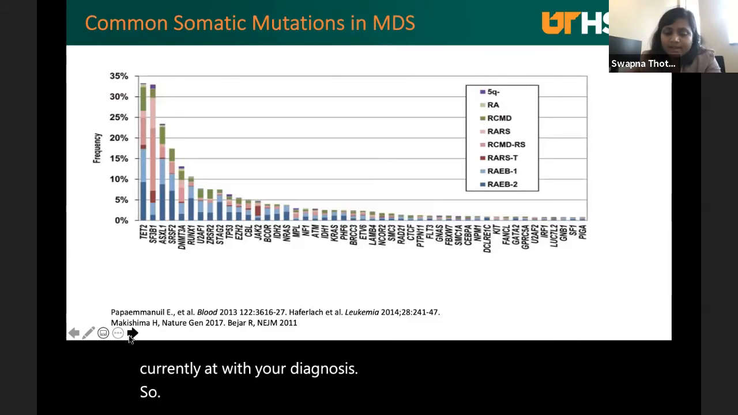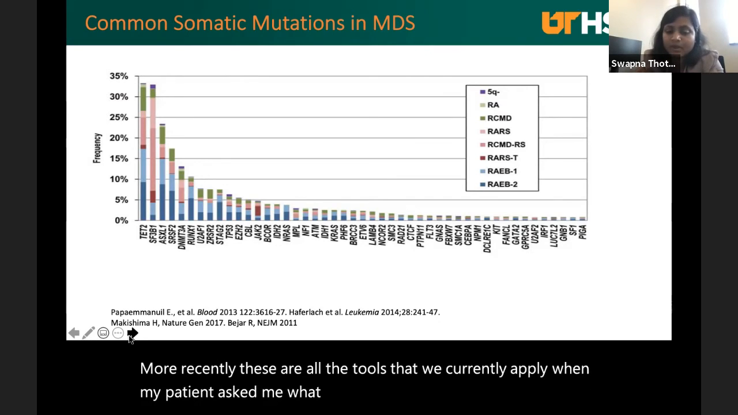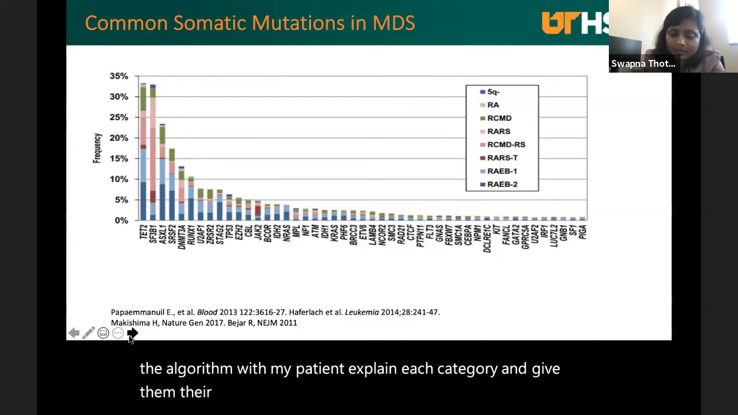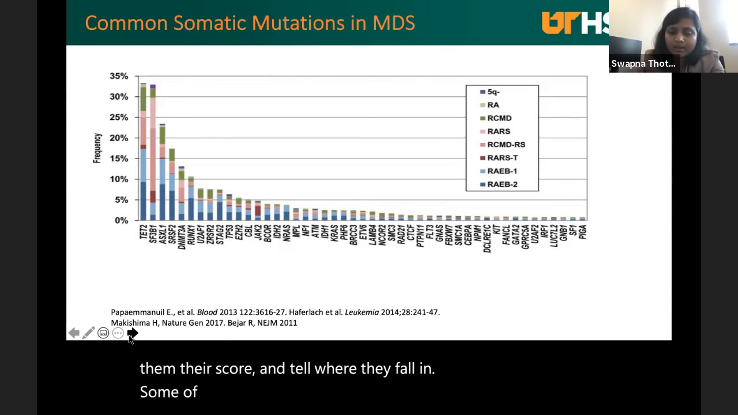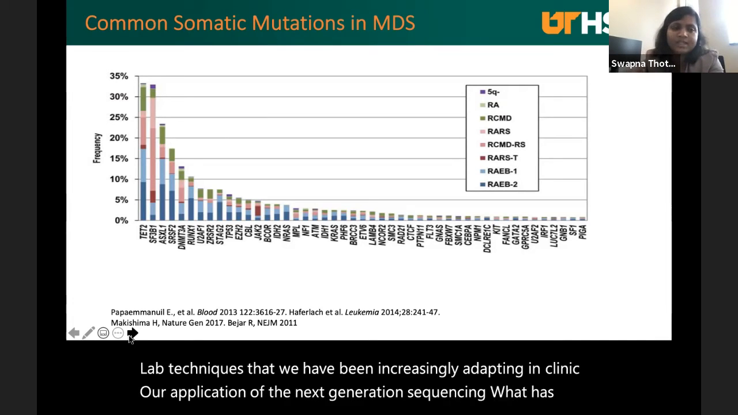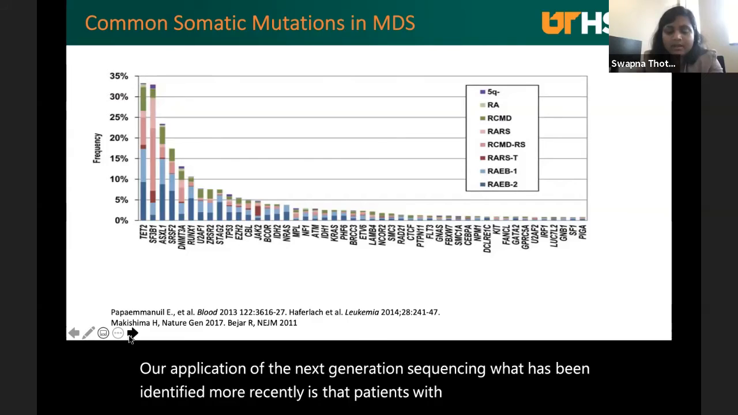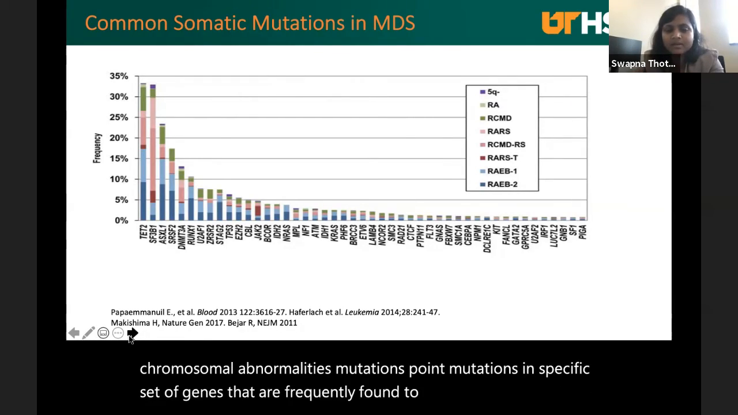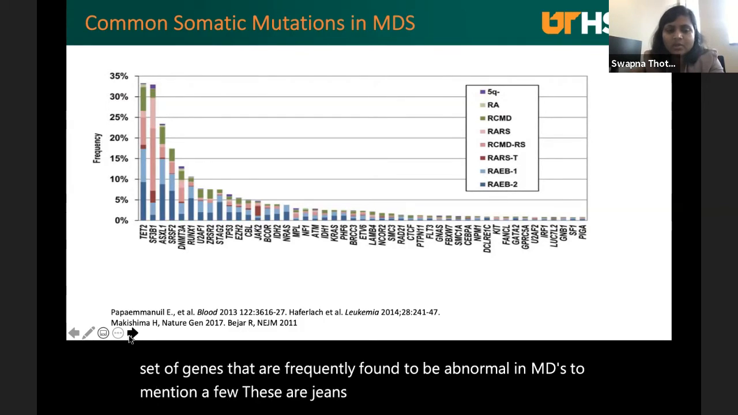So more recently, these are all the tools that we currently apply when my patient asks me, what does this mean for me? So I go through the algorithm with my patient, explain each category, give them their score and tell them where they fall. Some of the more recent lab techniques that we have been increasingly adopting in clinic are the application of next generation sequencing. What has been identified more recently is that patients with MDS carry, besides chromosomal abnormalities, point mutations in a specific set of genes that are frequently found to be abnormal in MDS. To mention a few, these are genes like TET2, SF3B1, TP53, and so on.